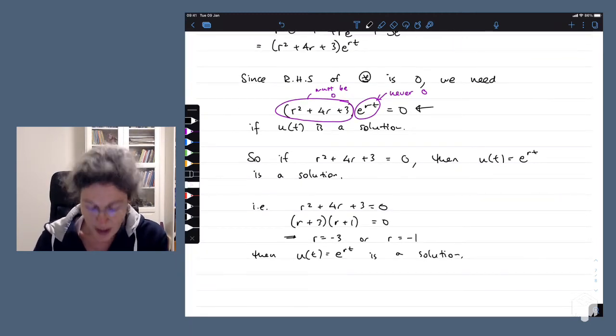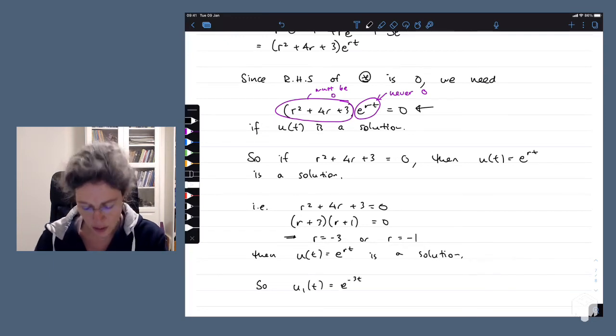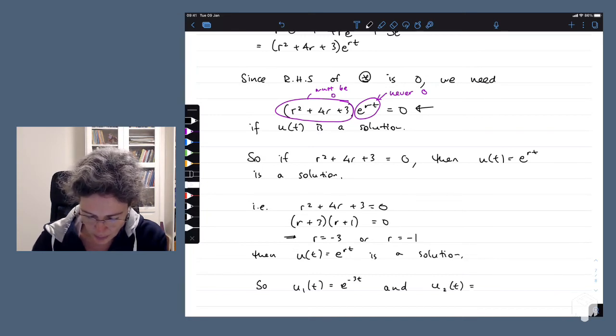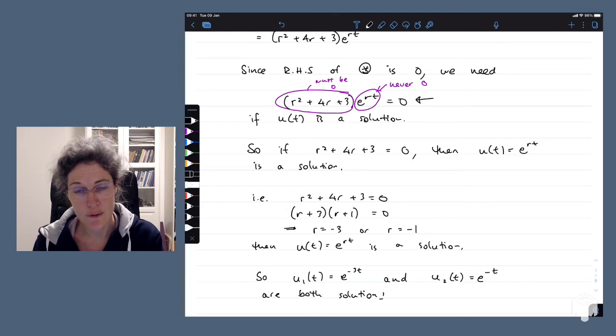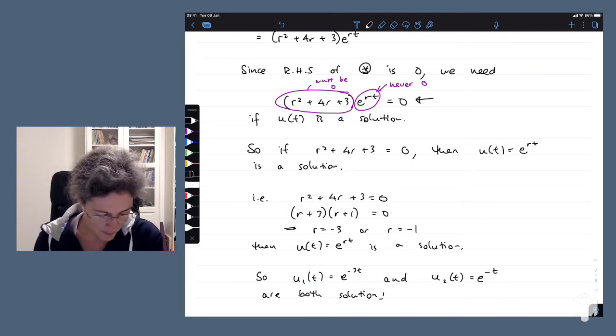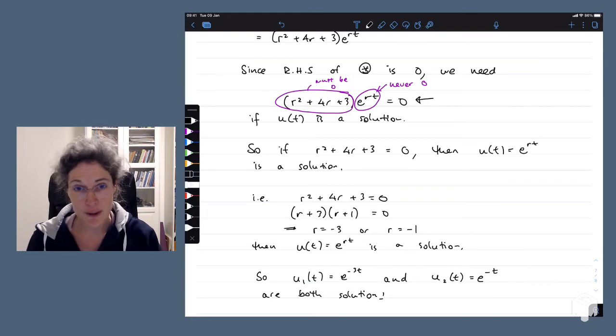So putting that together, we have in fact found two possible solutions. Our first one, u1, is e to the minus 3t, that's a solution. And u2, which is e to the minus 1t, which is e to the minus t, are both solutions. So that's pretty nice. Actually, we were just looking for one, but now we've found two. But it's actually going to turn out even more than two. We have in fact found infinitely many solutions.